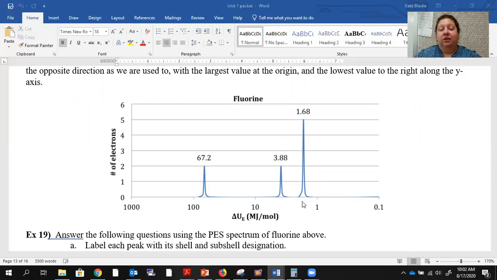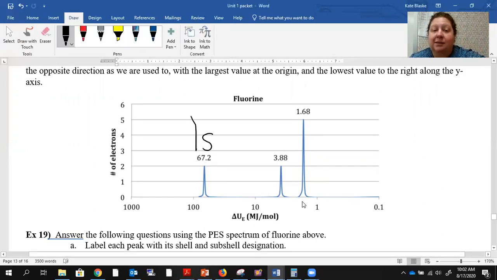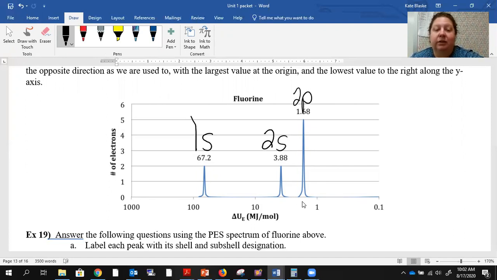If it's 2 electrons, and those are the closest to the nucleus requiring the most energy to remove, then this is the 1s orbital. Again, if this is 2 electrons, and it's second closest to the nucleus, second most energy required to remove, then this is the 2s. This one would be 2p. And we can see that in the relative number of electrons also. Notice that there's 2 electrons in that peak, 2 in this, and 5 here. We know that this is a graph of fluorine. We can compare that to the electron configuration of fluorine, and that is true. Electron configuration of fluorine is 1s2, 2s2, 2p5.